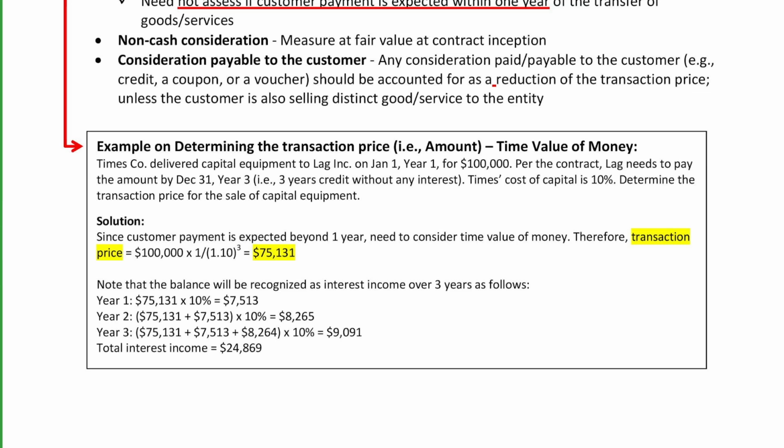$7,513. In year 2, Times would recognize interest income of $8,265. In year 3, the interest income is going to be $9,091. Basically, over the 3 years, Times is going to recognize total interest income of $24,869. So guys, the point is the entire $100,000 in the contract is not revenue right now because there is a significant financing component.